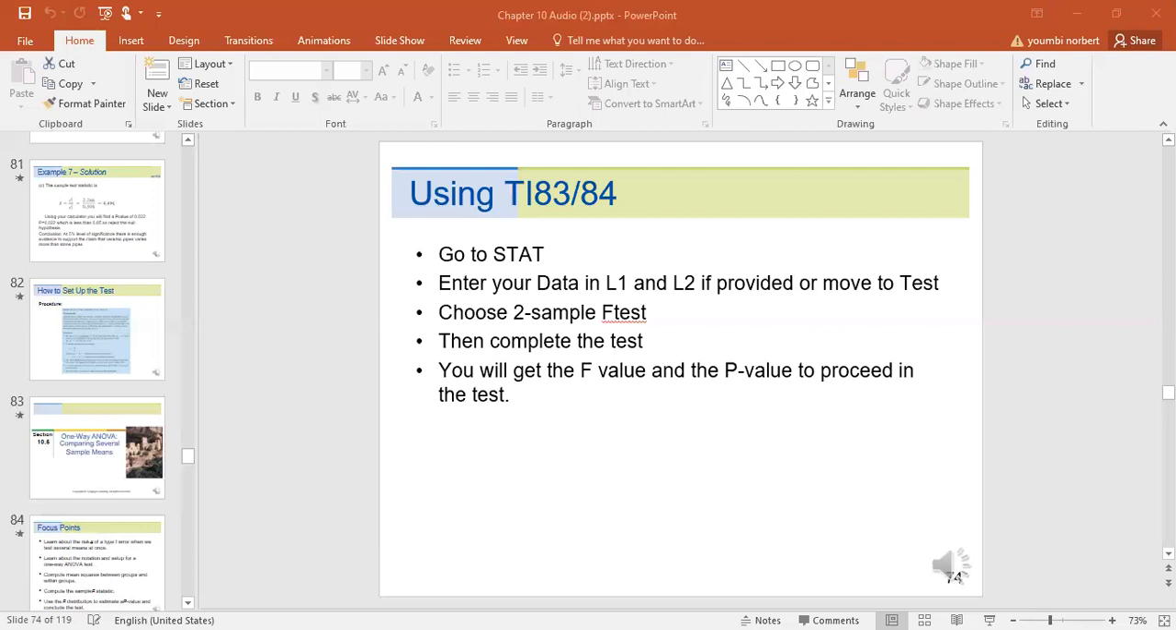So make sure you know how to use your calculator or you know how to use Excel. Any other question?